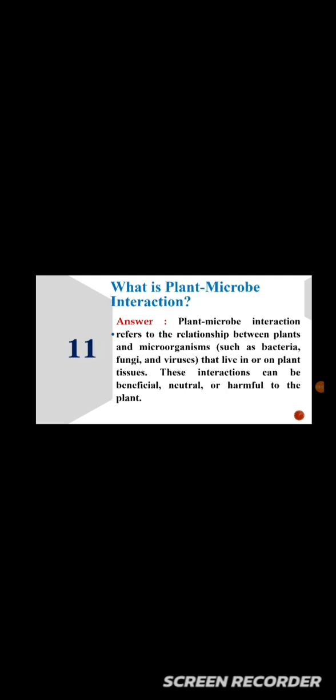What is plant microbe interaction? Plant microbe interaction refers to the relationship between plants and microorganisms like bacteria, fungi, viruses, which live in or on the plant tissues, and their interaction can be beneficial, neutral, or harmful to the plant.